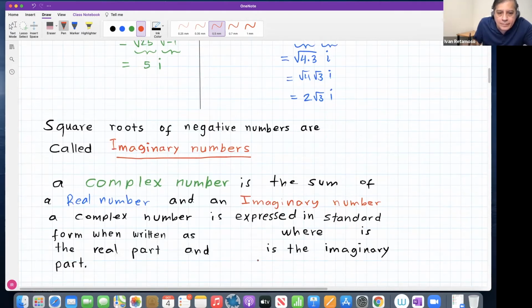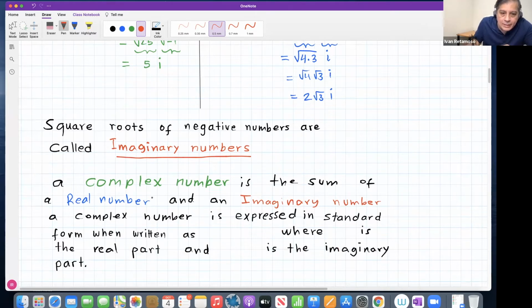It's basically a two-dimensional number, right? It has two parts, a real part and an imaginary part. And that can be expressed in a standard form when you write it as A plus BI, where A, this part, we're going to associate with the blue color, is the real part, and BI, this part, will be the imaginary part, okay?